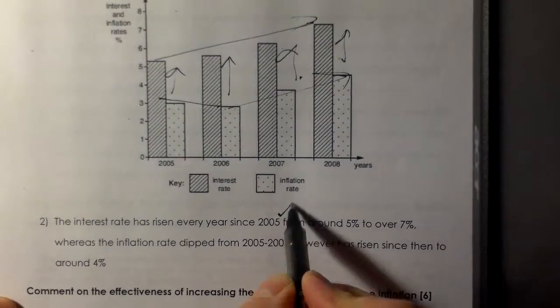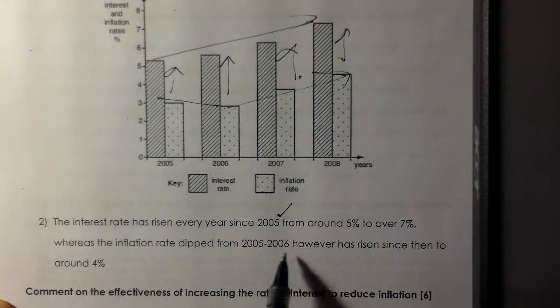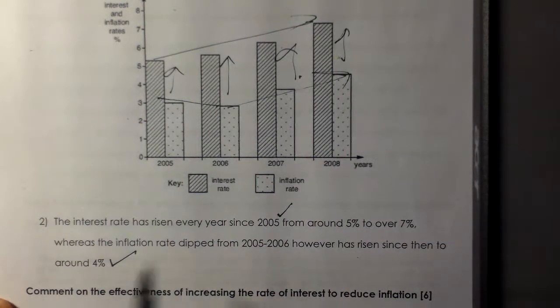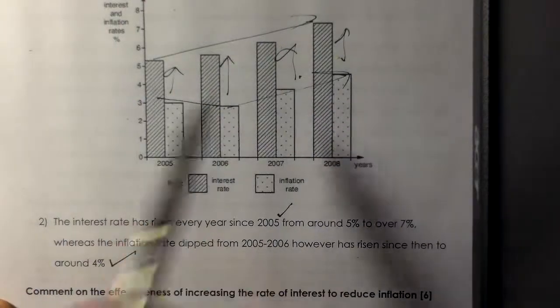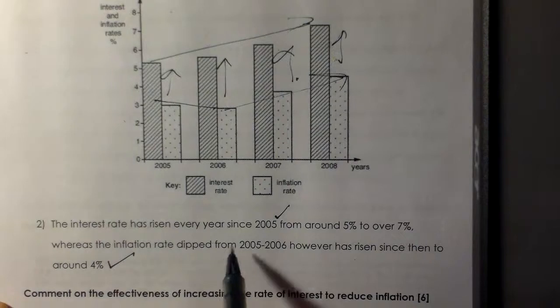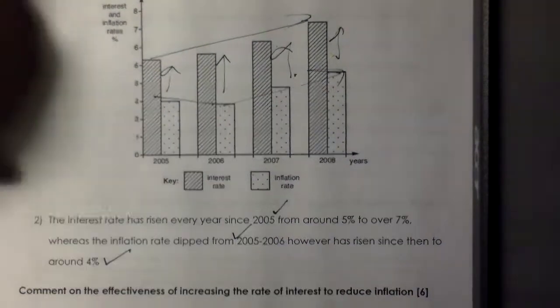The answer that is given says the inflation rate has risen every year since 2005. So we've got 1 mark there. Whereas the inflation rate dipped from 2005 to 6 and has risen since to 4%. Okay. The other key mark is that difference between the two. You do have the dip here as well, so that would be worth 3 marks there.